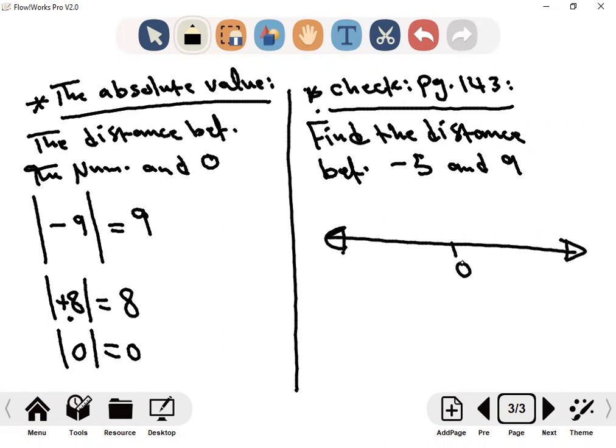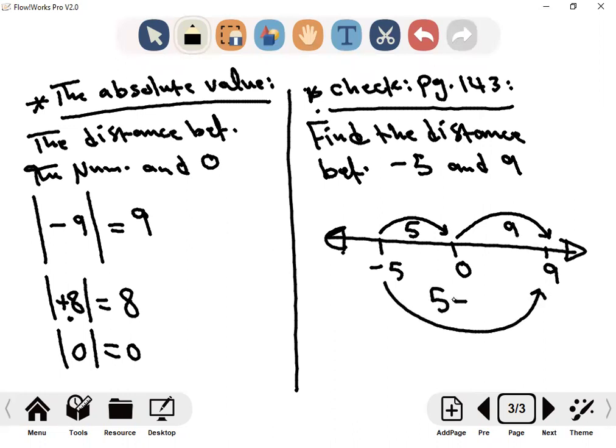This is the 0. Always keep the 0 with you. Now first I'll put the -5 here, and this is the 9 here, right? Now, how much is the distance between -5 and 0? 5. Right? Not -5. From 0 to 9, 9. Together, 5 plus 9, which is 14. So the distance between these two integers is 14 units. Done.